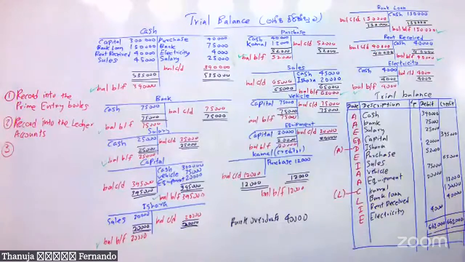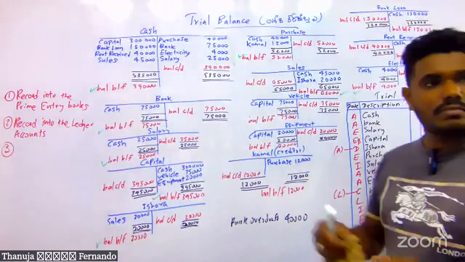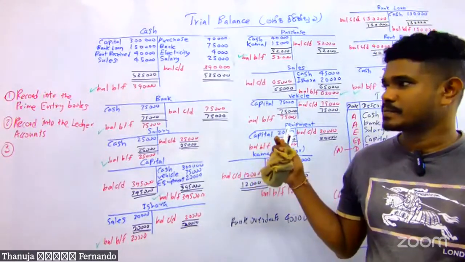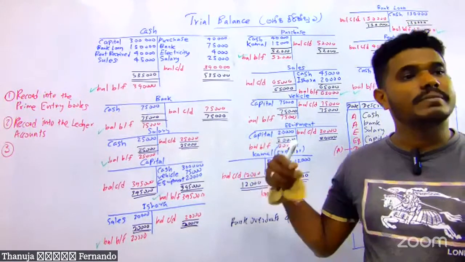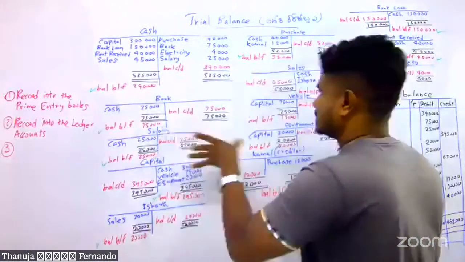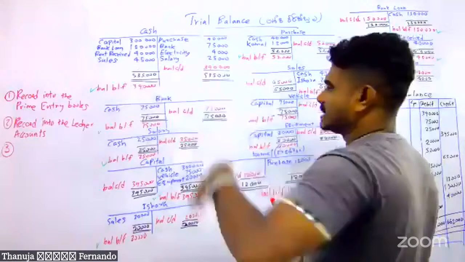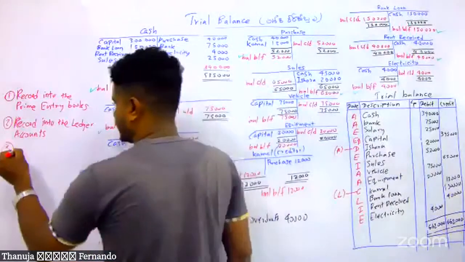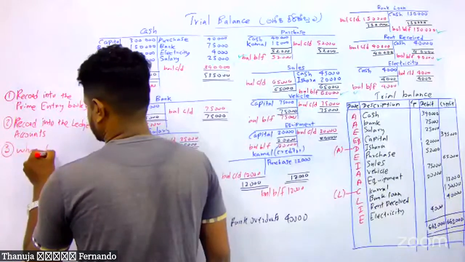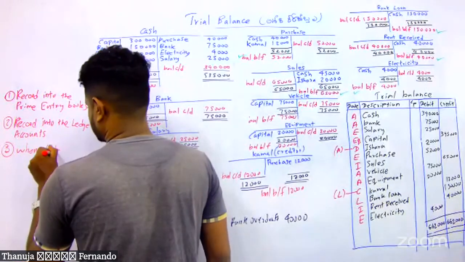After we record to the accounts, what are we doing? Tell me. When we balance off the accounts, first we record in the prime entry books, then we record into the ledger accounts, then we balance off all the accounts.